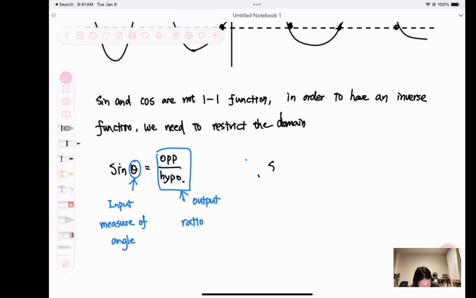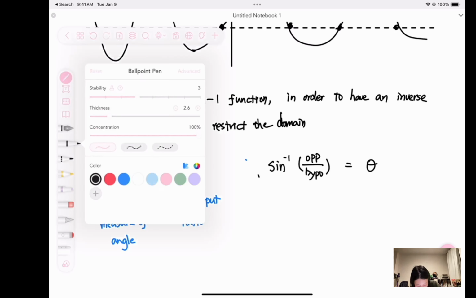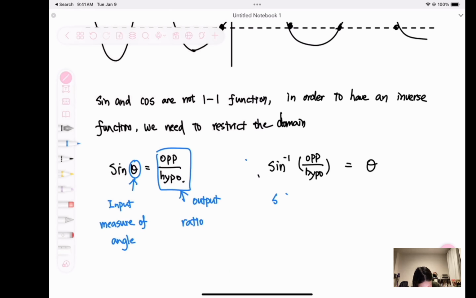Well, the notation for the inverse of sine would be sine to the power of -1. The opposite side over the hypotenuse is going to equal theta. So that's the swap. We swap the input and the output to find the inverse function.